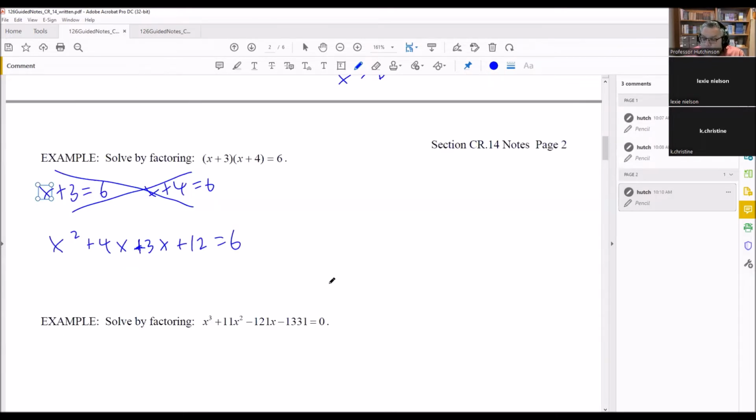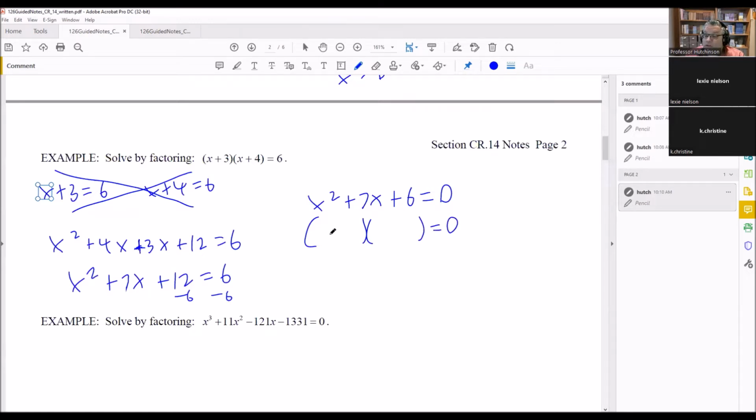We're going to add some like terms together. x squared plus 7x plus 12 equals 6. And then I'm going to subtract 6 from both sides to get x squared plus 7x plus 6 equals 0. Okay, so now that I have everything set equal to 0, at this point, I'm now going to factor it and set it equal to 0. So I get x and x here. It's a 1, and I want to look for two numbers that multiply to make 6 and add to be 7. So I don't want to use 2 and 3. I want to use 1 and 6 there.